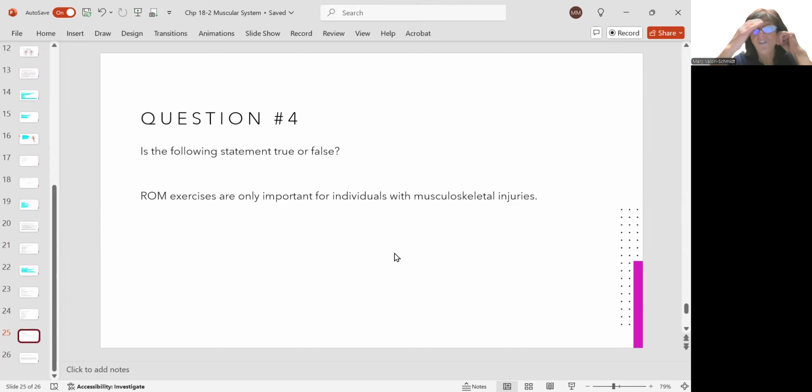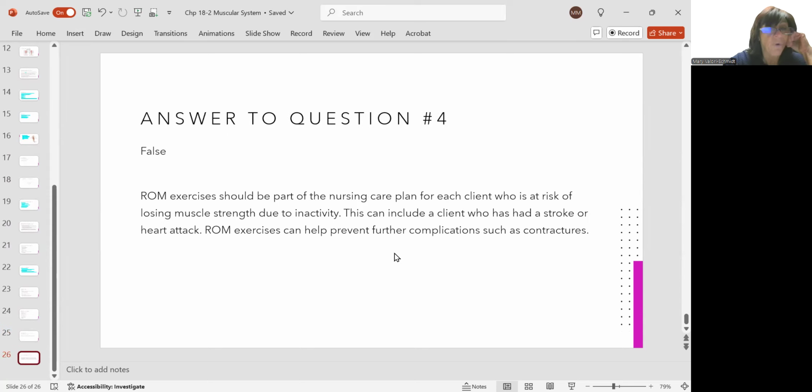Okay. So the question here is range of motion exercises are only important for individuals with musculoskeletal injuries. If you said false, you would be right. It's important for you to stay in shape. Everybody stay in shape. Definitely people that have had things like strokes, they need that kind of exercise. But range of motion, even if you're not really, really heavy into the activity, you want to at least do stretching and do some things to keep everything moving so that you don't have pain.